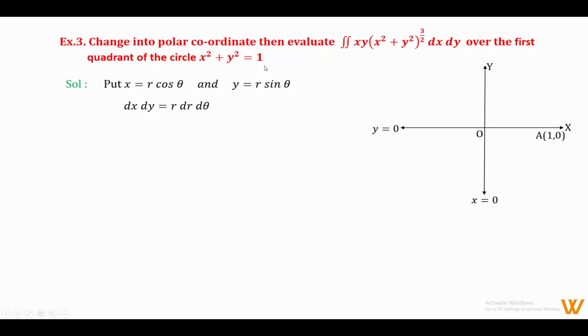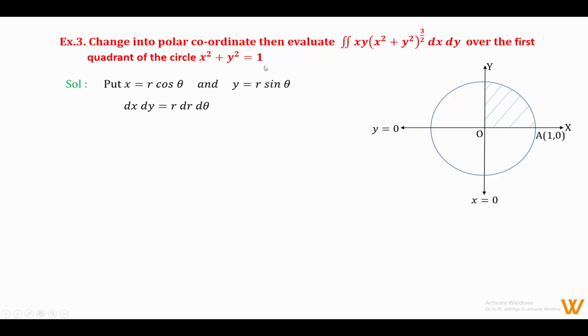Then the circle whose center is the origin and radius 1. So draw the circle, center origin, radius 1. This is a circle. Now the required region is in the first quadrant of this circle. Only the part in the first quadrant of this circle is the required region. Now in this region find the limits of r and theta.